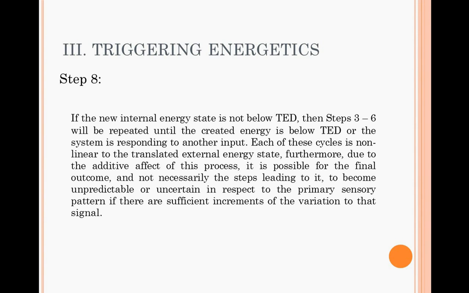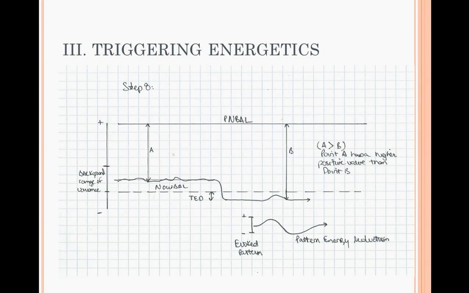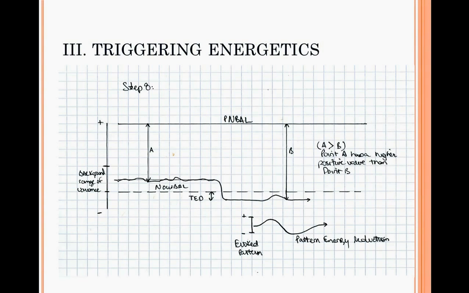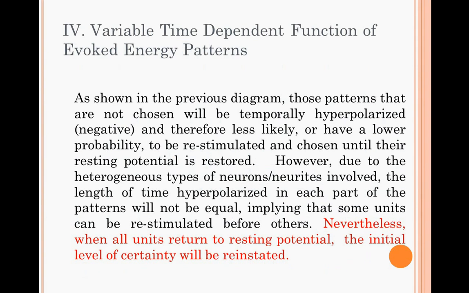What we have here is triggering energetics. The question is this: if the energy state is not below TED, then you'll be repeating steps 3 to 6. You can see this on the next page. We had the non-optimal wants baseline activity level, and it does go down. However, it stays down because the evoked pattern, which is on the bottom, wasn't the necessary type of pattern to cause the energy to be above the TED, so it just stays down, and the non-optimal wants baseline activity level is actually further away from the primary needs baseline activity level.